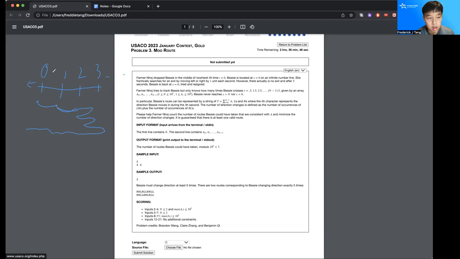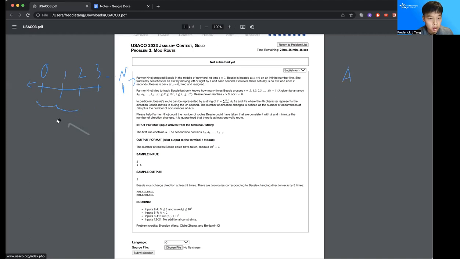Okay, so she always is on non-negative integer locations, and she never goes past n, where n is given as an input. So she never goes to the right of some integer n. And additionally, Farmer Nodge is given an array A. Okay, and this array contains the number of times she's crossed the 0.5s.